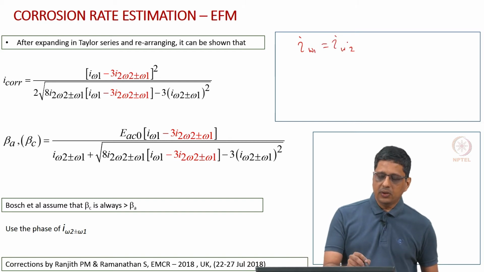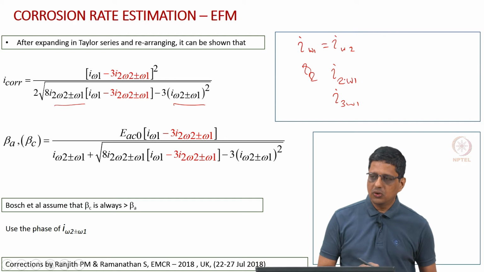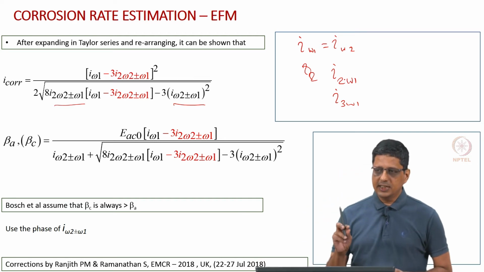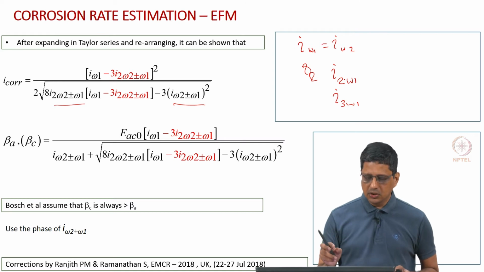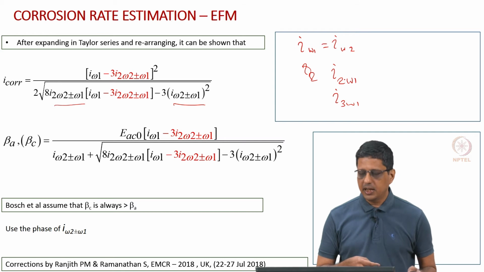Okay. We do not use I of 2 omega 1 or I of 3 omega 1 or 3 omega 2 or 2 omega 2. We do not use the higher harmonics to estimate this. That means, if the higher harmonics have a little poor signal to noise ratio, you should still be able to get a decent estimate for the ICOR and beta A and beta C.